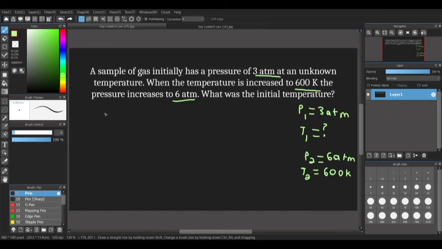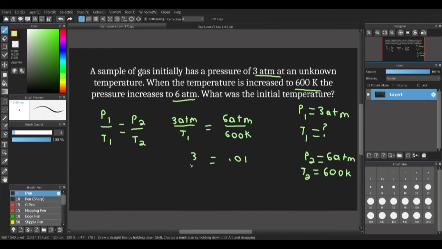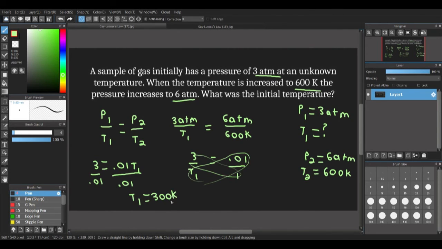Our next step is to write our formula, that P1 over T1 equals P2 over T2. And then we're going to plug in everything we have. So we have 3 atmospheres over our unknown T1 is equal to 6 atmospheres over 600 Kelvin. So now we could do the math on the right side, and we get that 0.01 equals 3 over T1. Now, we're going to have to cross-multiply to get T1 by itself. So we're going to put 0.01 over 1, and we're going to cross-multiply. 3 times 1 is 3, and that equals 0.01 times T1. To finish up, we have to divide by 0.01, and that will give us that T1, or our initial temperature, is equal to 300 Kelvin, and that is our final answer.